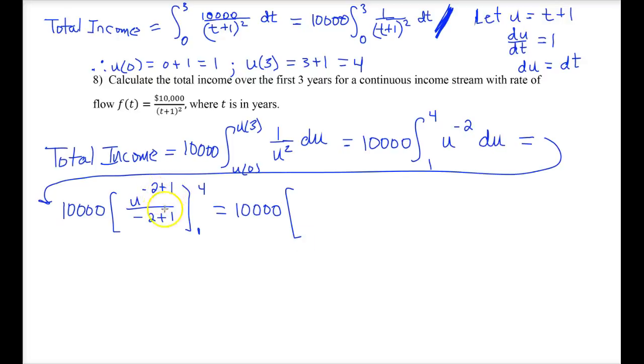And of course, we know that u raised to the negative 2 plus 1 is just u raised to the negative 1 over negative 1. And we know this negative 1 down here is going to make everything here be negative, so I'm just going to factor out the negative out of that. And u raised to the negative 1 is the same thing as 1 over u. And we'll evaluate that from 1 to 4.